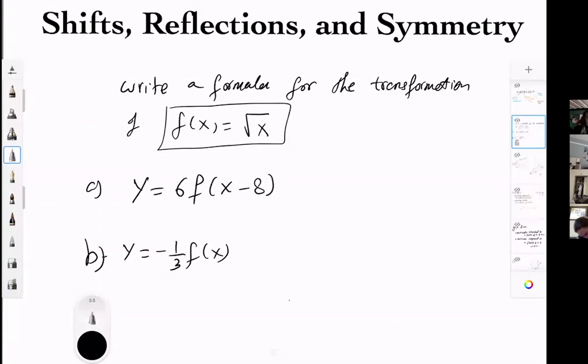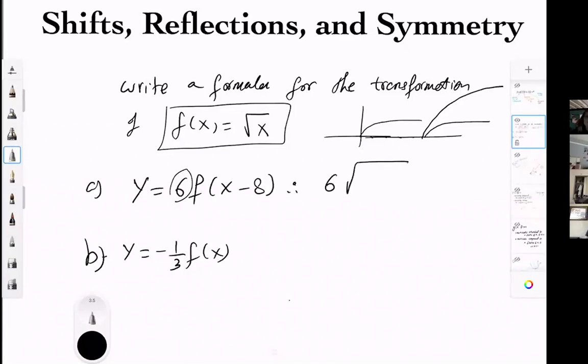So on part A, two things happen. If this is the graph, minus 8, we're going to shift it 8 units to the right. And 6, we're going to stretch it vertically by a factor of 6. So this is going to be, for example, like that. But we don't care about the graph. They just ask us, this will be 6 radical x minus 8. This will be the new graph.